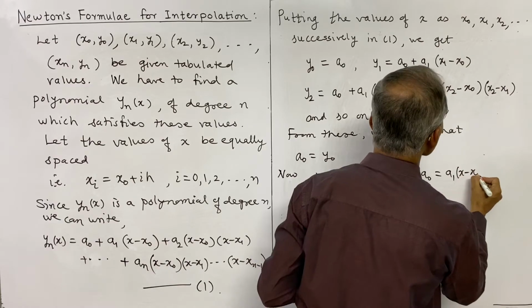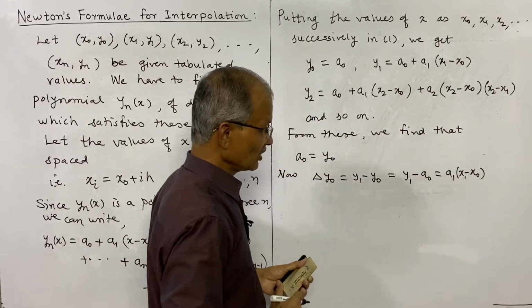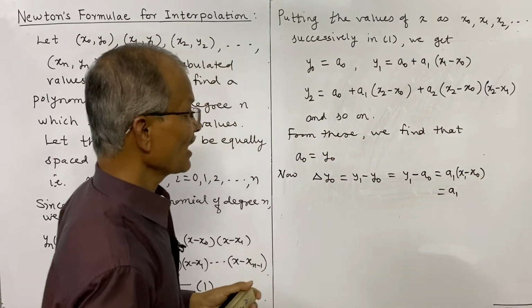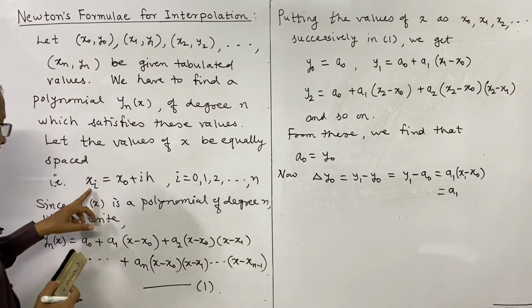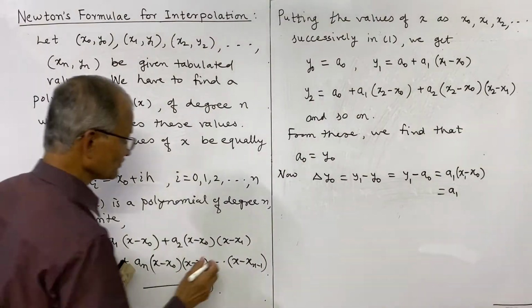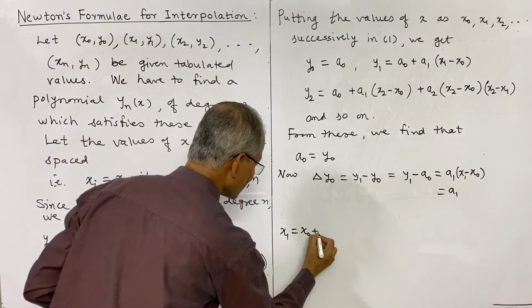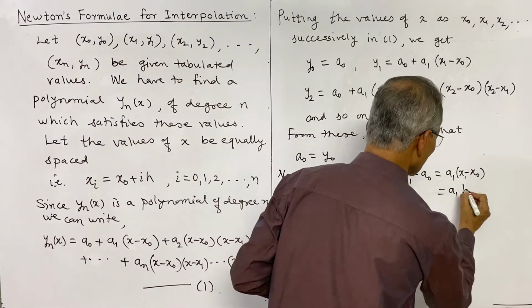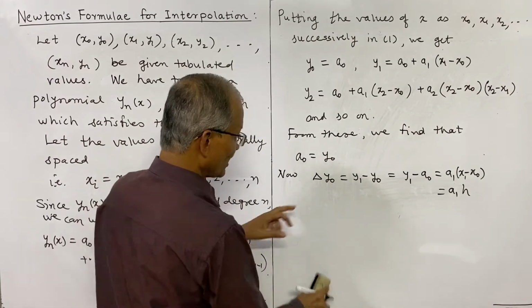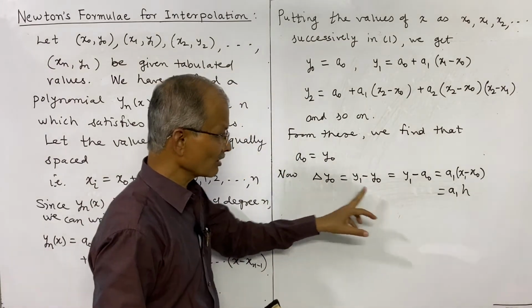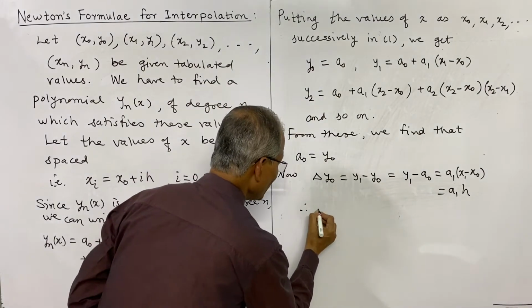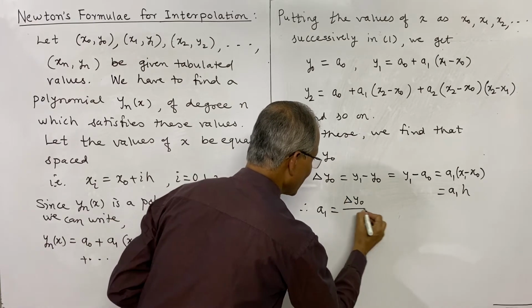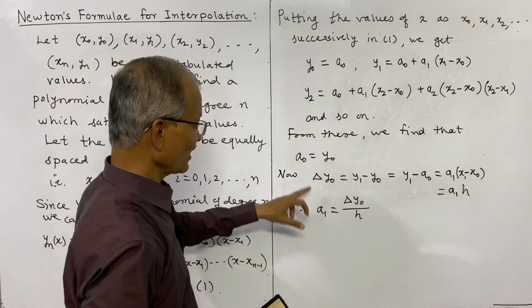into x1 minus x naught. So a1, what is x1 minus x naught? See, from this, x1 is x naught plus h, putting i equal to 1. So what is x1 minus x naught? That is h. So this is a1 into h, and thus from the extreme left term, delta y naught is equal to a1h. This gives a1 is equal to delta y naught divided by h. So this is the value of a1 we have obtained.